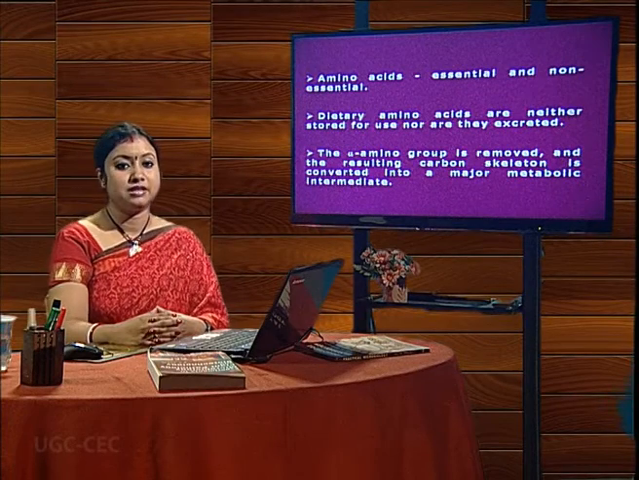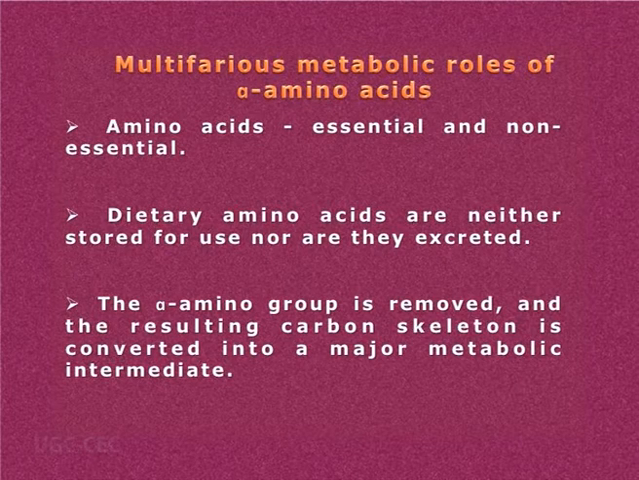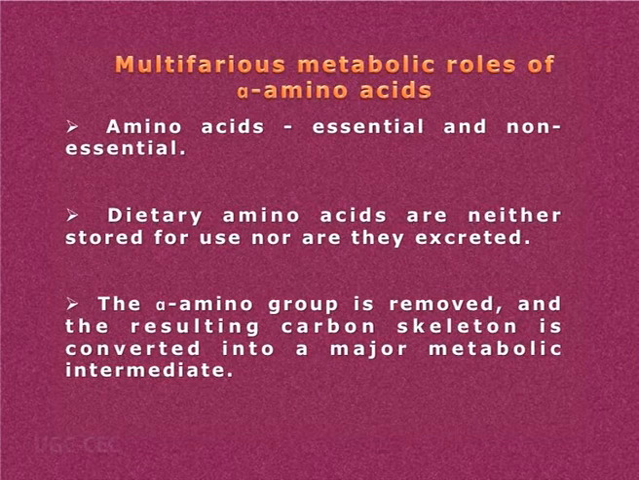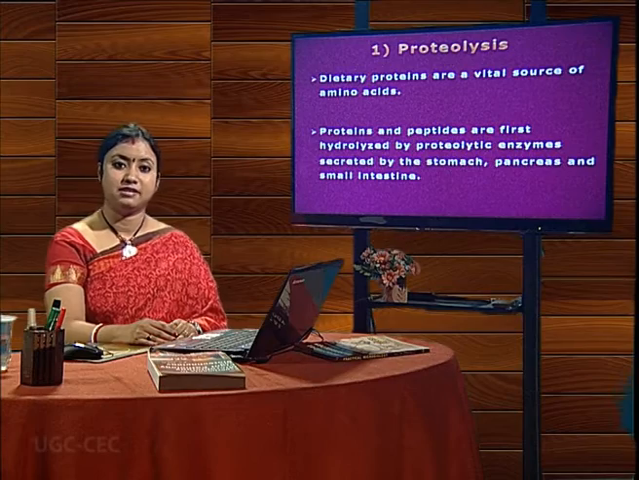Amino acids can be classified into two major types. One is essential, another is non-essential. Mammals can only synthesize the non-essential amino acids, but the essential ones they must have from their diet. Now, the dietary amino acids are neither stored for future use like lipids nor are excreted, but they are removed. How are they removed? The alpha amino groups from the amino acids are removed and the resulting carbon skeleton enters the TCA cycle. Now, the first stage of protein metabolism is proteolysis.